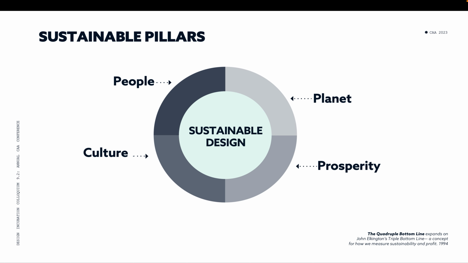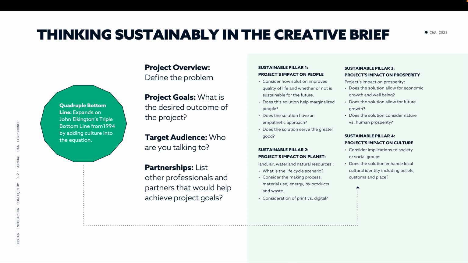To incorporate sustainable thinking in the research and creative brief, students considered the quadruple bottom line, an expansion on John Elkington's triple bottom line that includes the 4 pillars of sustainability: people, planet, prosperity, and culture. Students write briefs that elaborate on typical creative brief information, including project goals and target audience, and includes sustainable concepts such as food equity and how healthy plant-based diets reduce carbon emissions and an individual's carbon footprint.